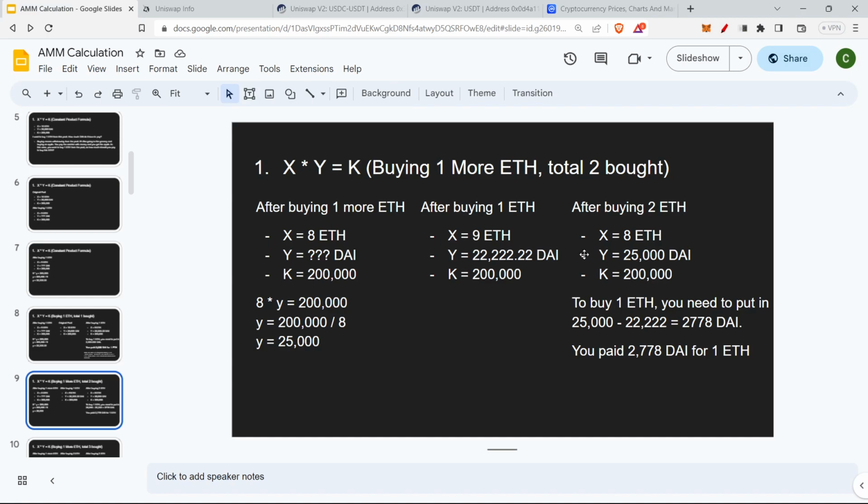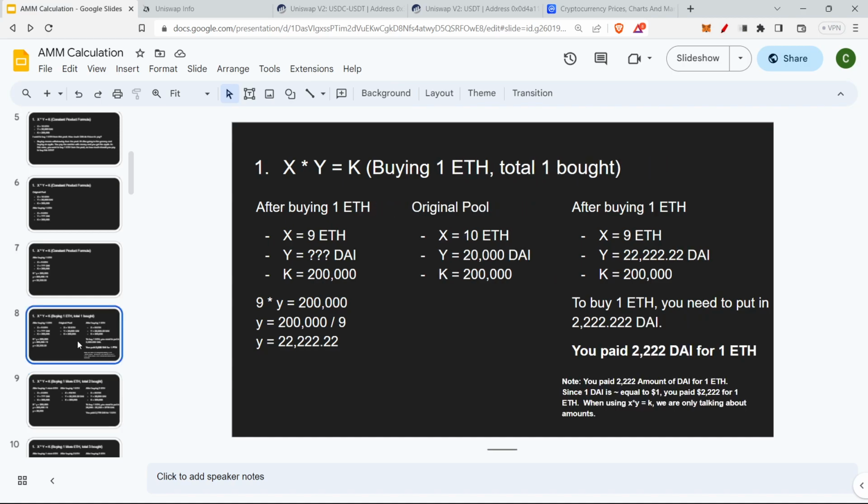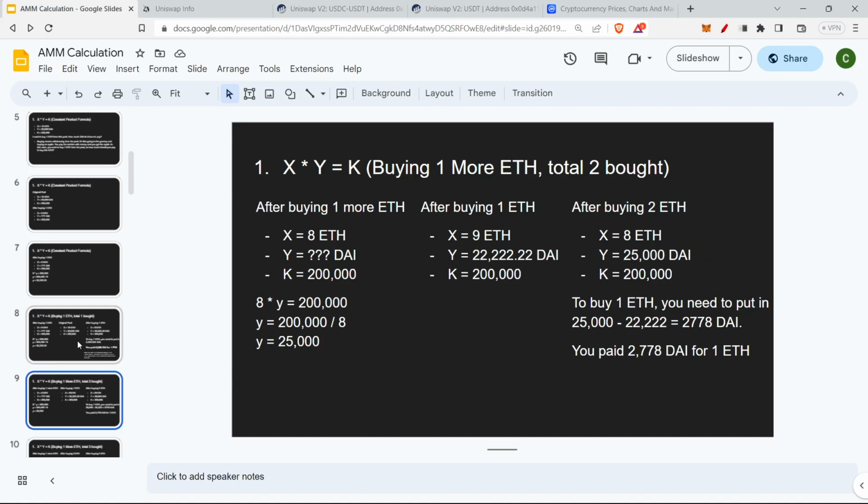To buy one ETH from this pool, you need to put in 25,000 minus 22,222, which is 2,778. Now, you paid 2,778 DAI for one ETH. Notice that when you bought your first ETH, you paid 2.2k. And then, when you bought your next ETH, you paid 2.7k.